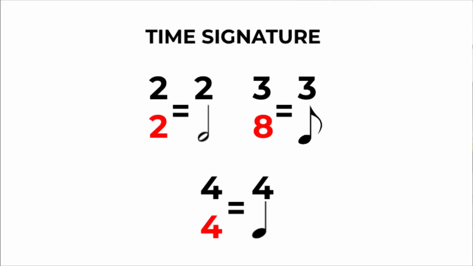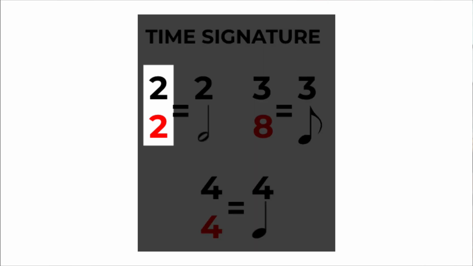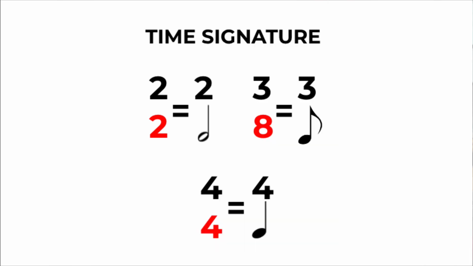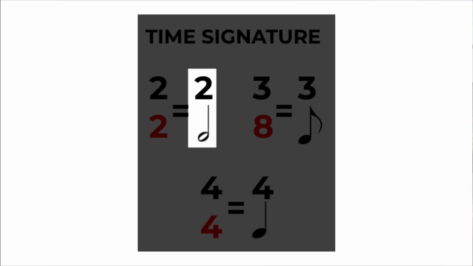Now, this is how you can see them, okay? For you to understand, I broke it down in this way. A 2 by 2 tells us what? That we're going to count to 2, or we're going to have 2 beats per measure, and the musical figure that takes 1 beat on that measure is the half note, a 2 by 2.